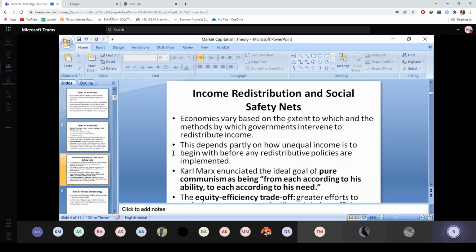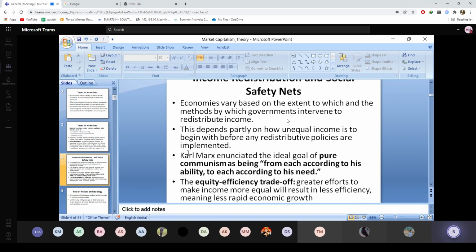Now that's basically the main mantra as far as this Karl Marx idea of achieving equality in the society is concerned. So in the sense that there has to be some distribution taking place from the people who are able to produce things, and that should go to the people who are not able to produce, and they also have their own needs.